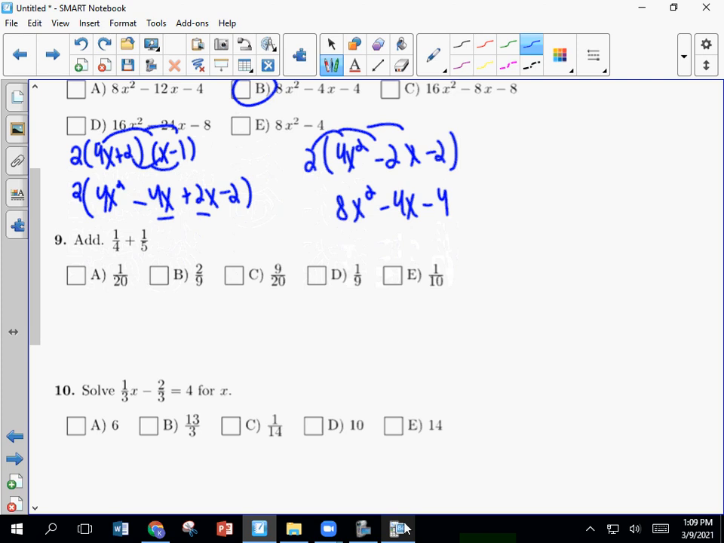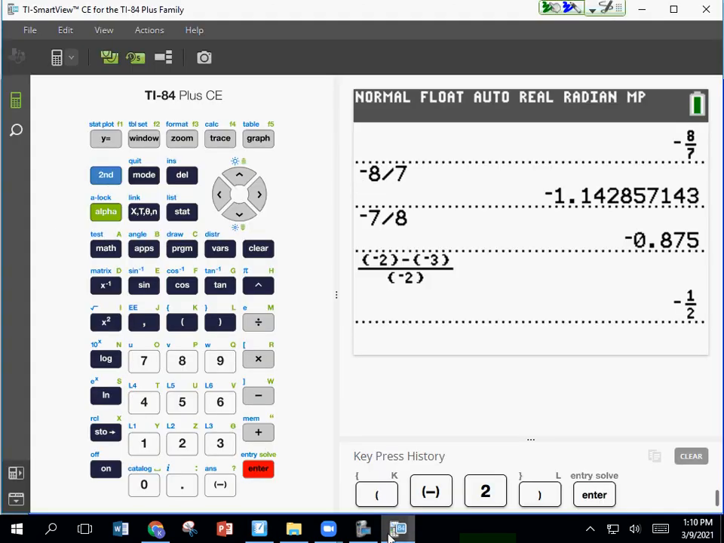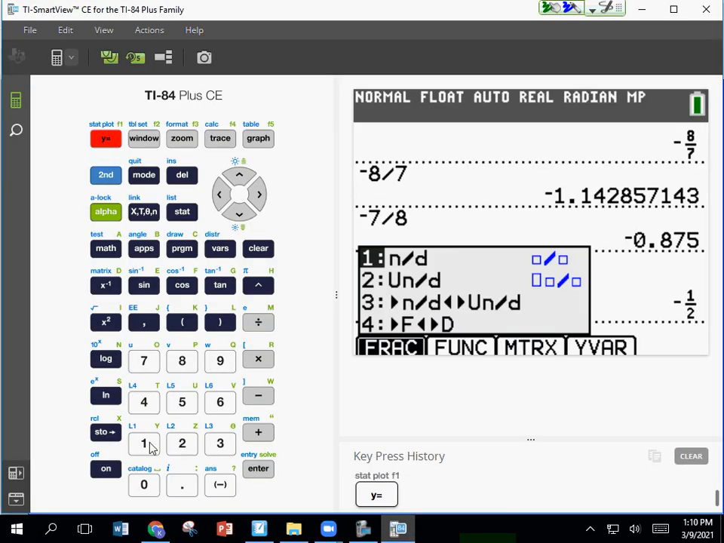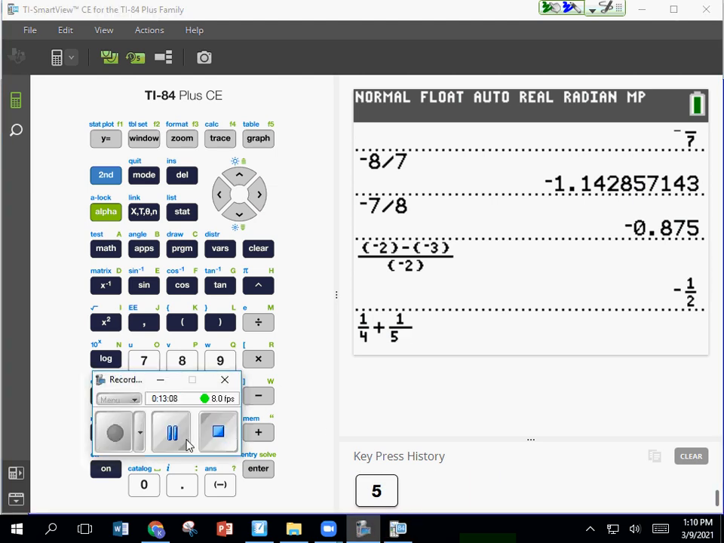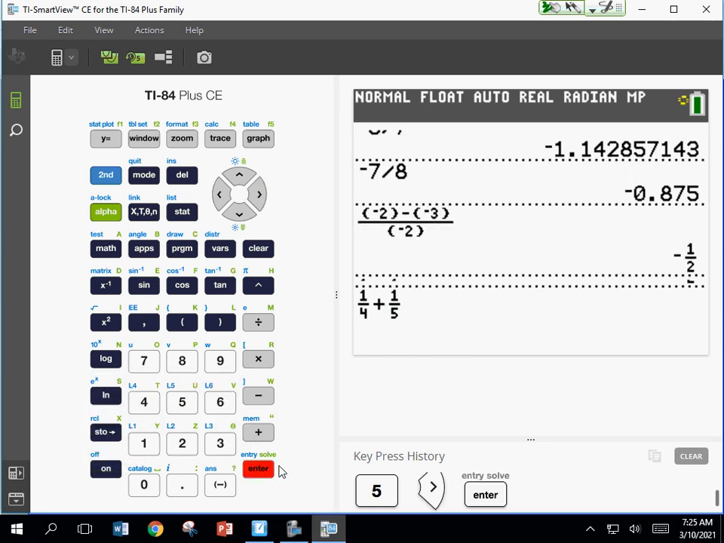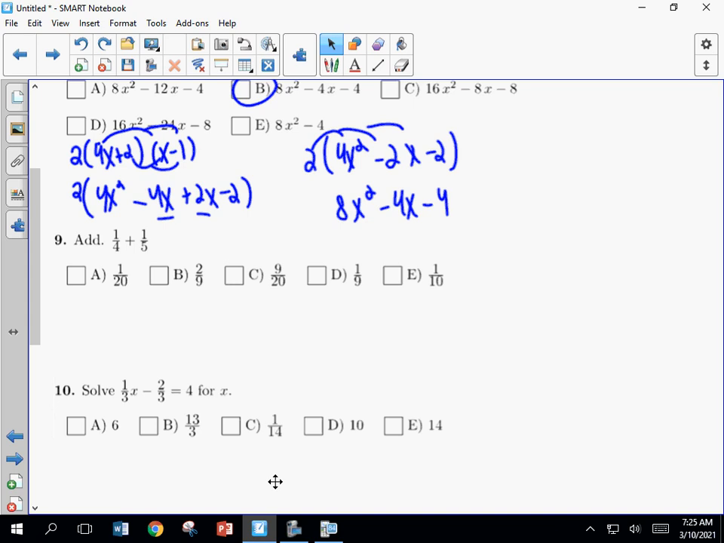Adding and subtracting fractions, just do it in your calculator. Like, there's no reason to mess around here. Alpha y equals 1 over 4 plus alpha y equals 1 over 5. So just put the fractions in the calculator. Don't try to do it by hand. Hit enter. 9 out of 20. And so C is our correct answer.